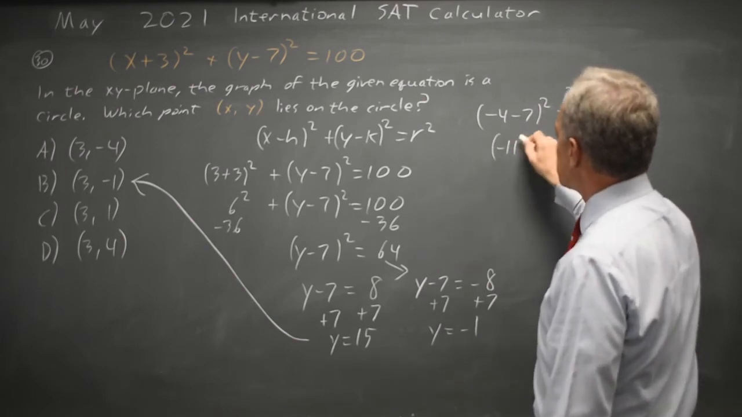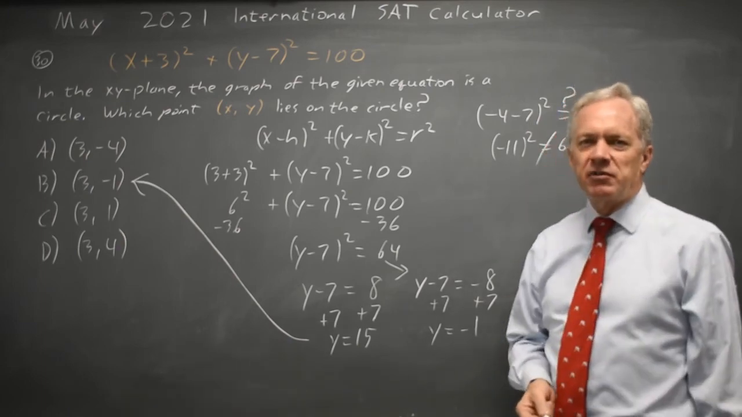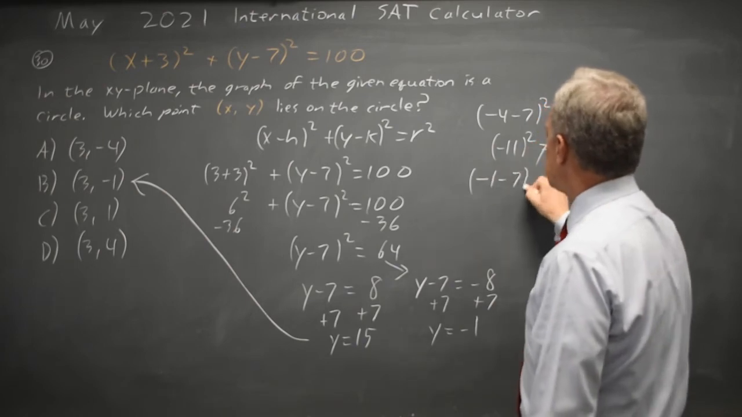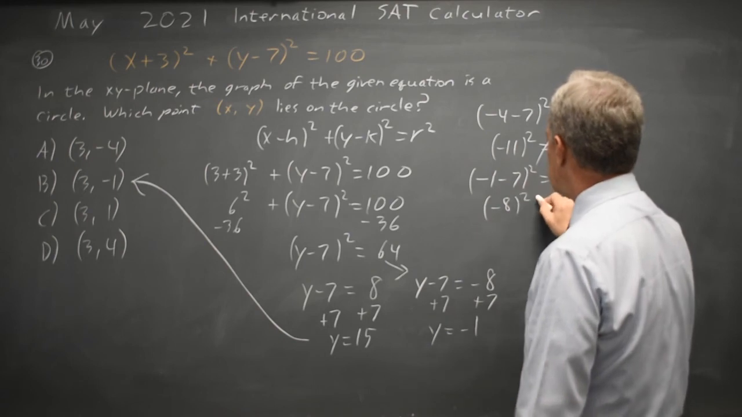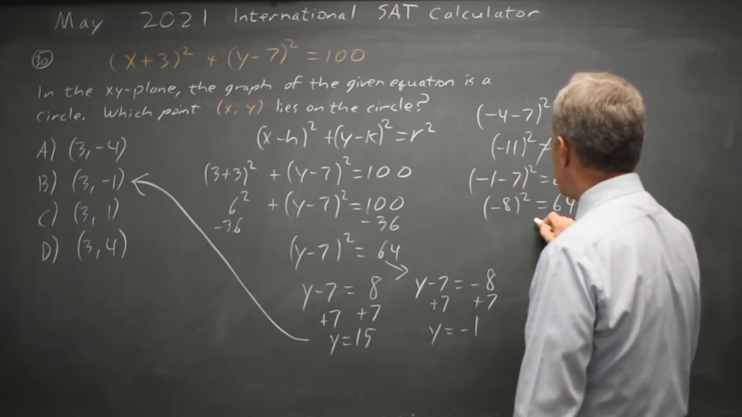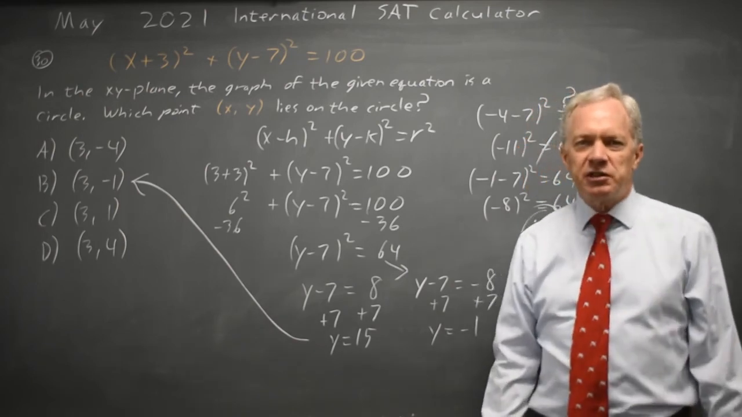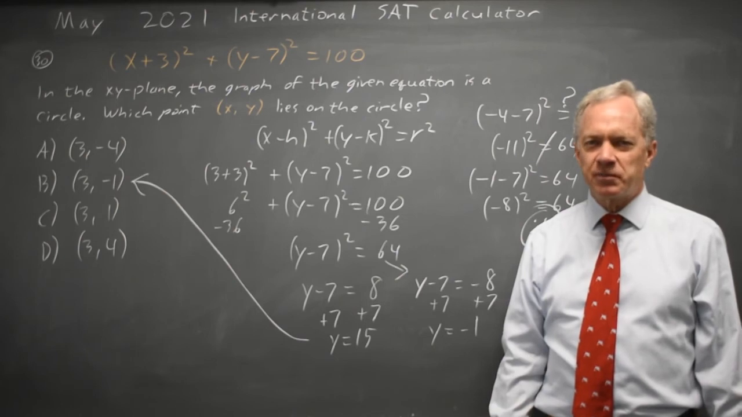So (-11) squared equals 64. That's not true because we know -11 squared is 121. How about (-1 minus 7) squared equals 64? That's (-8) squared, and yes, that is 64. So -1 is our correct answer. Substituting in points, the second point would have given us a true equation.